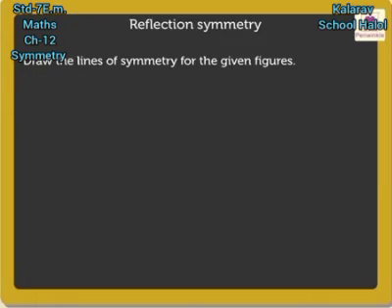Coming to the last figure. Number 0. Here, we can divide the number 0 into 2 equal halves by folding it vertically or horizontally. Thus, we say that number 0 has 2 lines of symmetry.